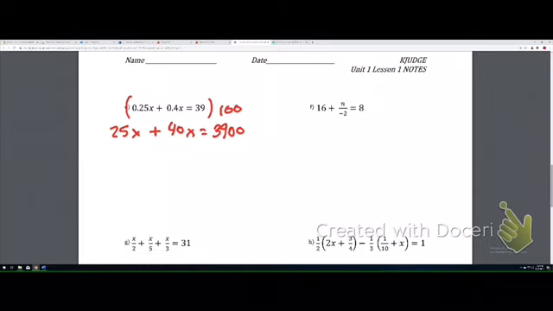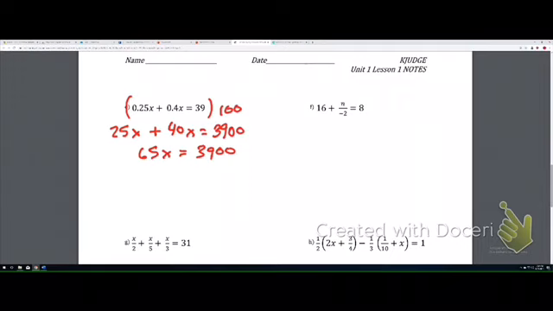On the left side of the equation, we have two x variables. So we're going to put those together, add 25 and 40, and get 65x equals 3,900. Now we're going to solve for the missing variable.